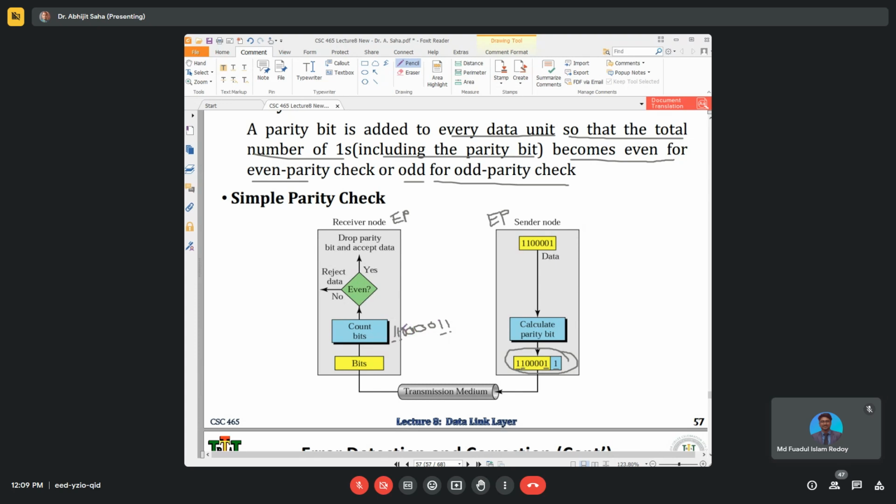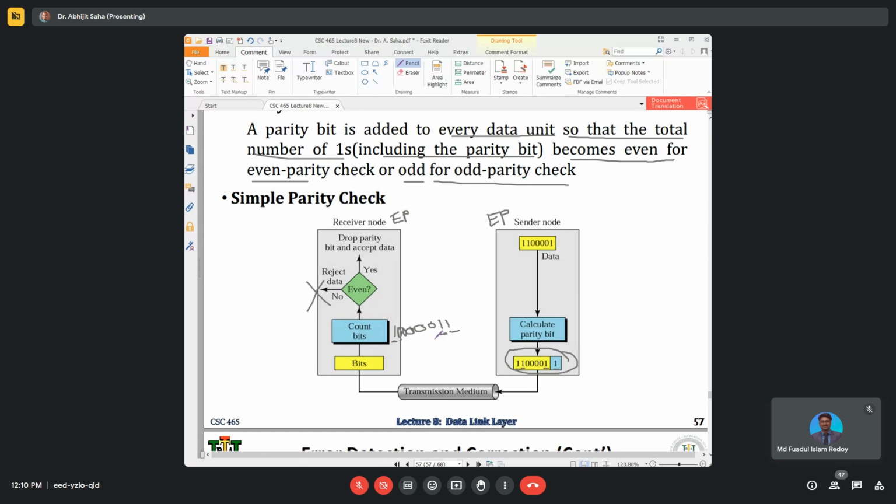But if something is changed in the data, say it is 1 1 2, that is, it received here 1 0 0, but it started with 1. So if it counts the 1s, it gets 1, 2, 3. So it finds that there is an odd number of 1s. That means it understands that there is an error, so the data should be rejected, because it was not actually received correctly. Understand?